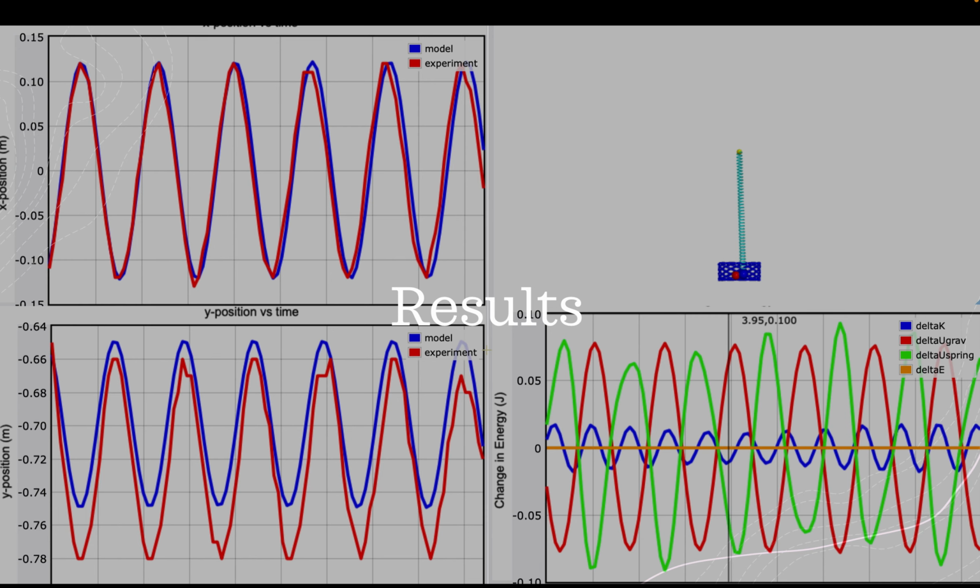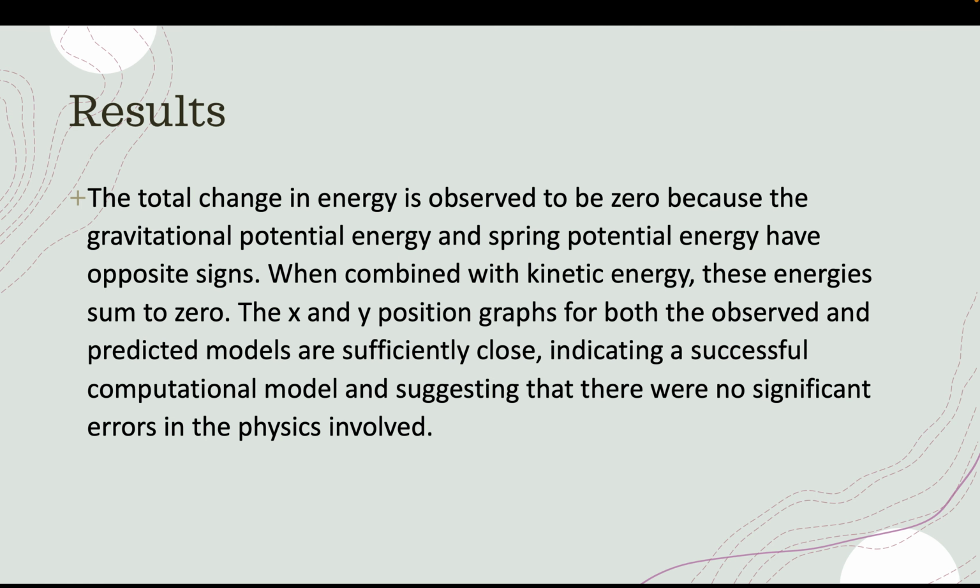Here are the results. The top left is comparing the x position and time, the bottom left is y position and time, and the bottom right is comparing the change in energy. So the total change in energy is observed to be 0 because the gravitational potential energy and spring potential energy have opposite signs, and combined with kinetic energy, these energies sum to 0.